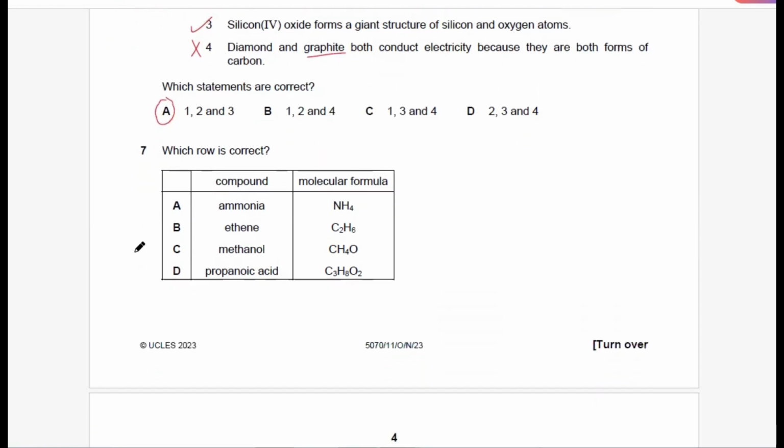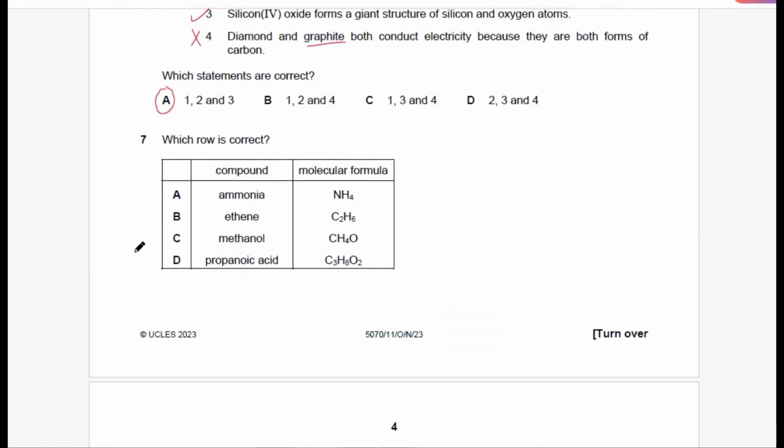Now, question number 7, which row is correct? The molecular formula is given with the name of the compound, so we have to check them. Ammonia is NH3. Ethene is C2H4 because it's an unsaturated hydrocarbon. For methanol, the formula is CH3OH. And for propanoic acid, it is C2H5COOH, if you know the general formula.